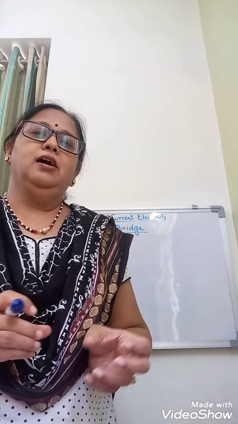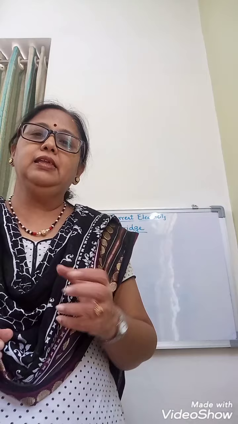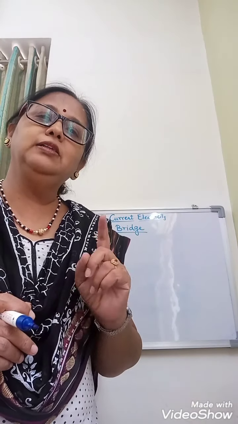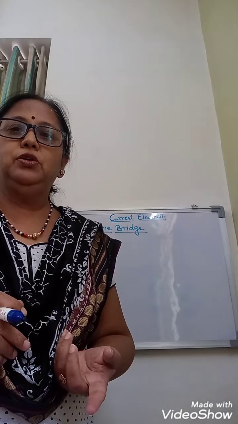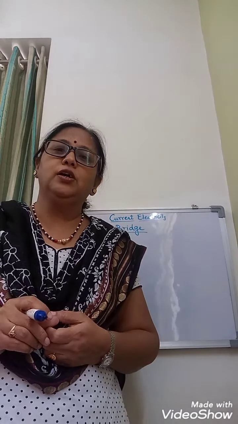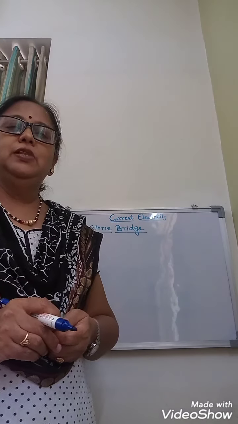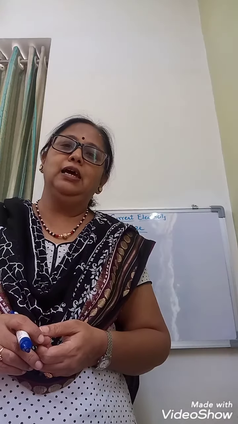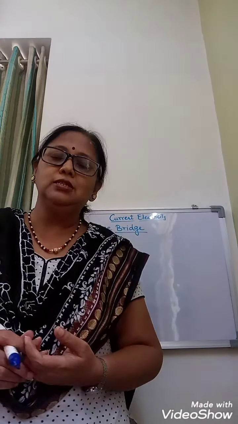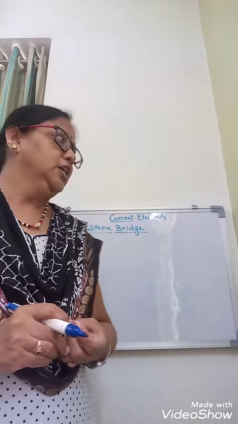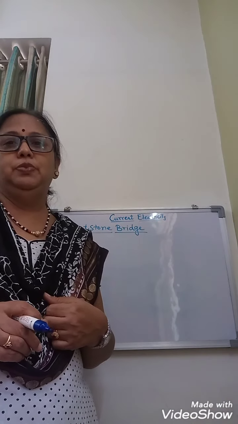He has given a method of finding an unknown resistance if we have four resistors connected in the form of a quadrilateral. If we want to find the value of one unknown resistance, it can be found by this method called the Wheatstone bridge method. Now let us see what this method is and how we can find unknown resistance using a Wheatstone bridge circuit. So let us draw the Wheatstone bridge.